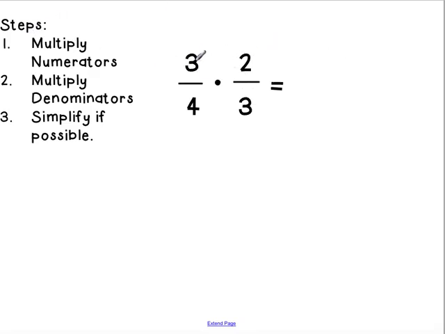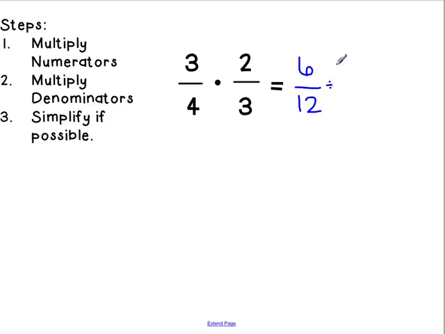So step 1, multiply our numerators. Our numerators are our top numbers. 3 times 2 is 6. Multiply the denominators, bottom numbers. 4 times 3 is 12. And the last step, simplify if possible.